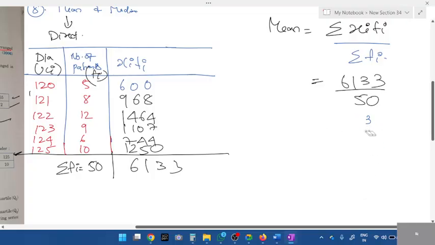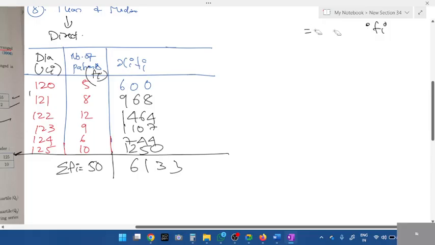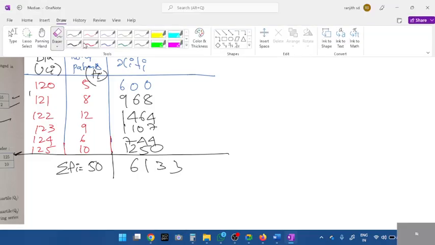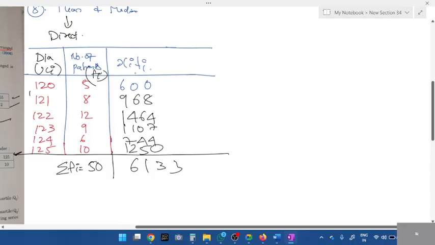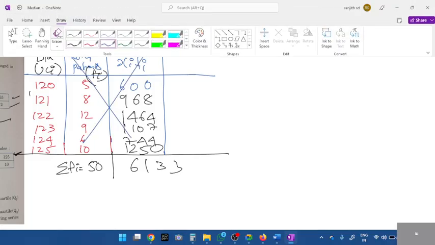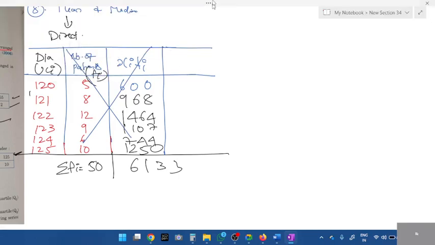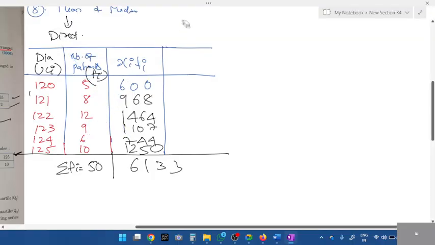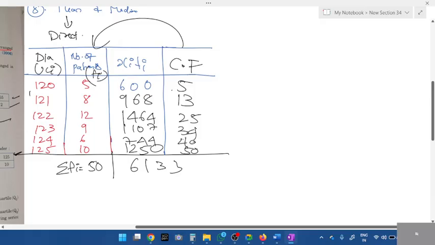Next, what is the next one you have to find, students? After mean, you have to find median. For median, do we need to arrange in ascending order? Is it already arranged? What's the other column? We don't use these two columns. What's the other column? Yes, cumulative frequency. How do you find cumulative frequency, students? Be quick. Take it from frequency. Yes, keep 5 as it is. Next, 5 plus 50.